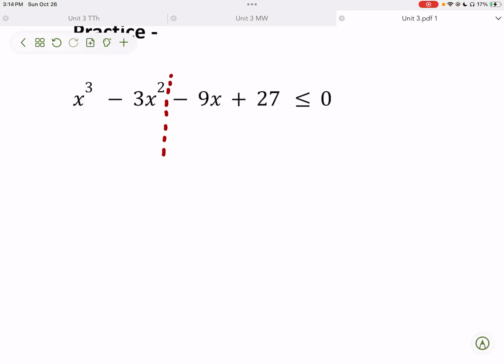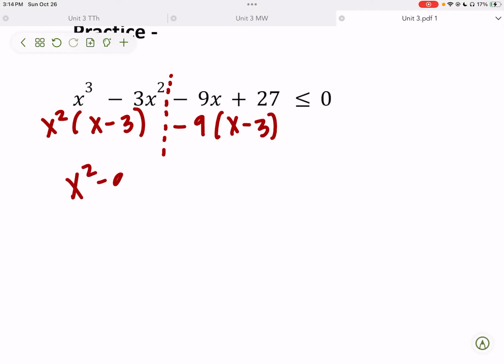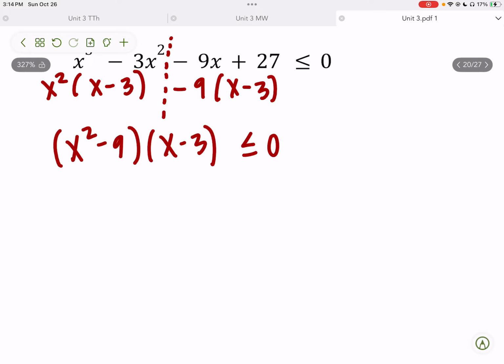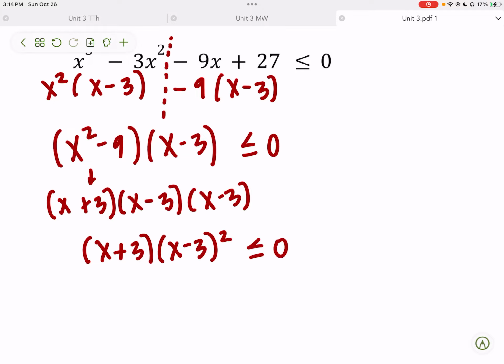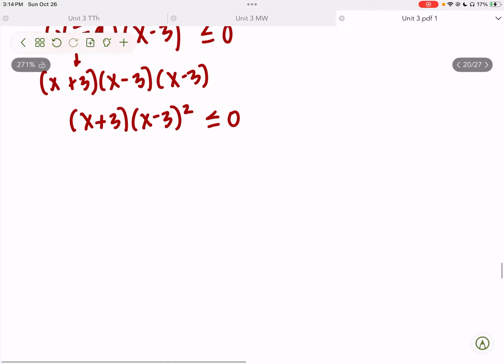This is factorable by grouping. I'm going to go ahead and take out an x squared. I'll have x minus 3, take out a -9, and then you'll have x minus 3 again. I'm going to have x squared minus 9 times x minus 3. This is x plus 3, x minus 3. So I'm actually just going to rewrite it. From here, I can also do my number line.